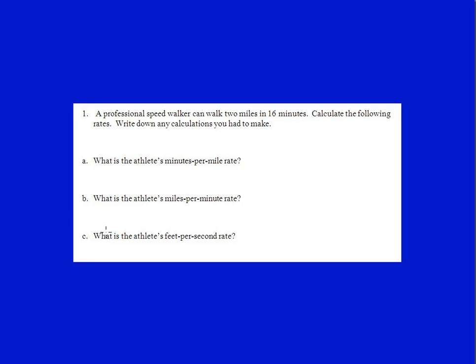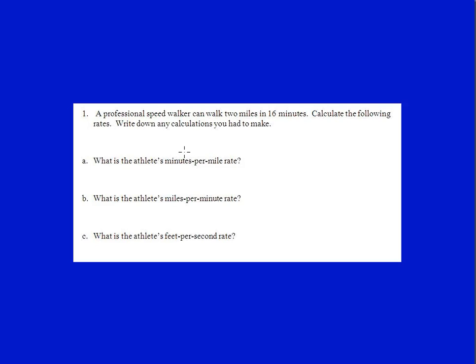All right, well, welcome to the series of videos covering the study guide for the Chapter 8 test. We're going to begin here with question 1. We're looking at a professional speed walker who can go 2 miles in 16 minutes, and we want to calculate the following rates. Rates is a key word here.